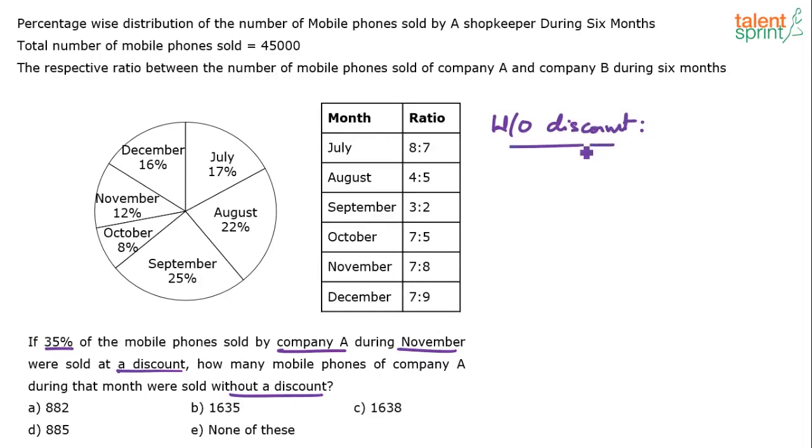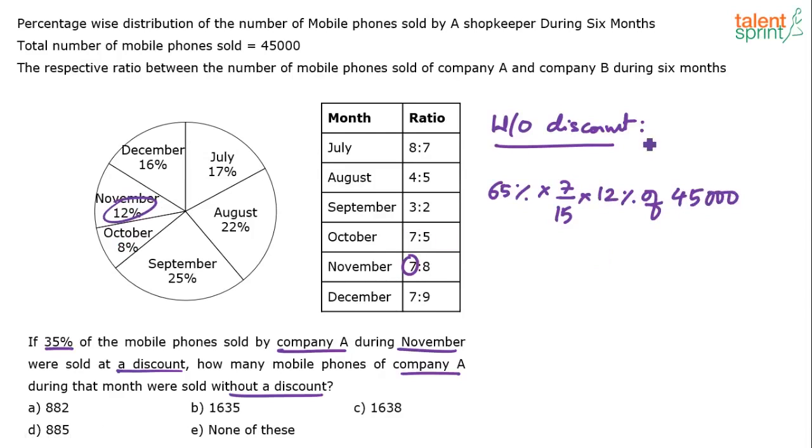See, it's obvious that if 35% were sold at a discount, the remaining 65% were sold without a discount. So I'll directly write 65%. You're able to follow. If 35% were sold at a discount, 65% were sold without a discount. 65% of what? The mobile phones of company A in November. Now what is the number of mobile phones of company A in November? 7 out of total 7 and 8, 15, multiplied by November, how much is that? 12% of what? 45,000.